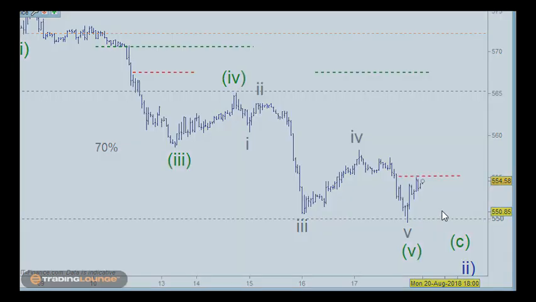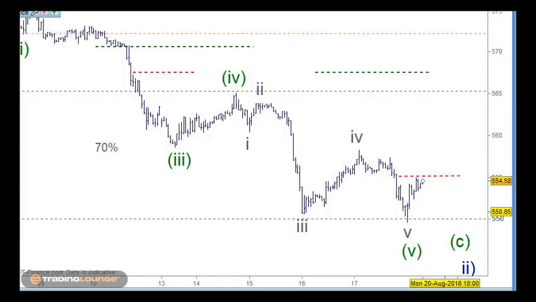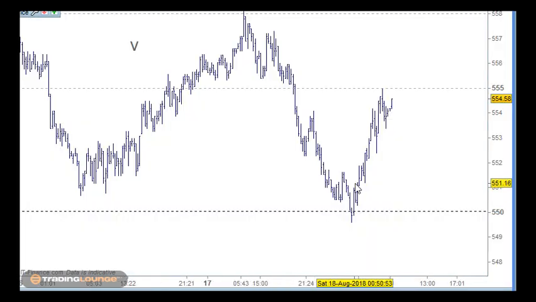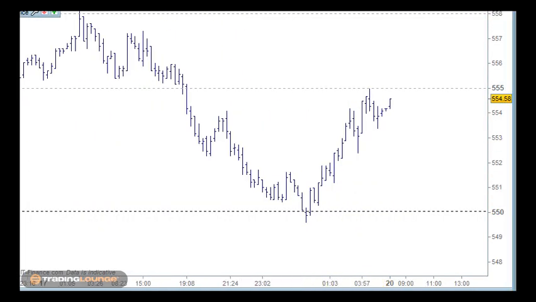Okay, I just want to save that. I'll just have a look at the tick chart here, see if we can glean any information that could be helpful. Not a lot on 100 ticks. Let's just go down to 20 ticks here.